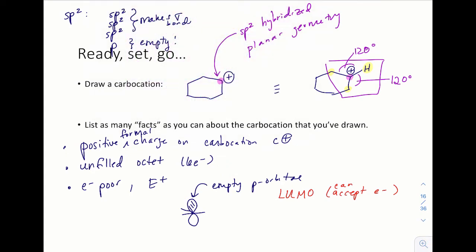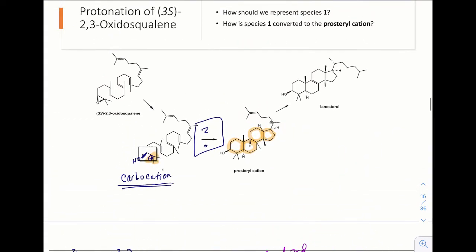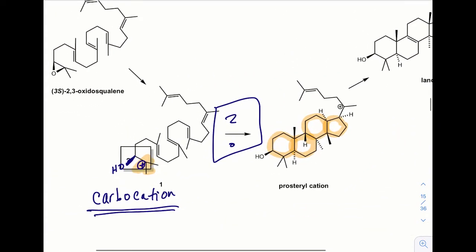And did you write any other facts down on your paper? Last time I did this exercise in class, students said that carbocations may rearrange. And I'll just go ahead and write that down, and we will come back to that later. Excellent. So the carbocation has that empty p orbital with which it can accept electrons. So now, does that help us?